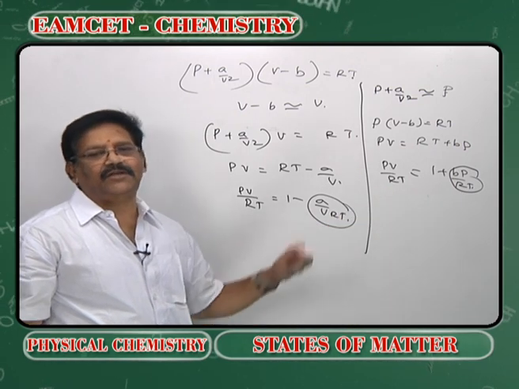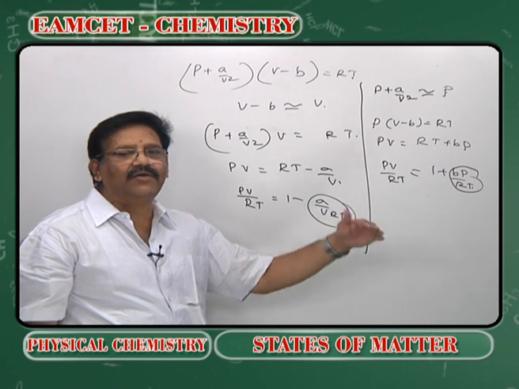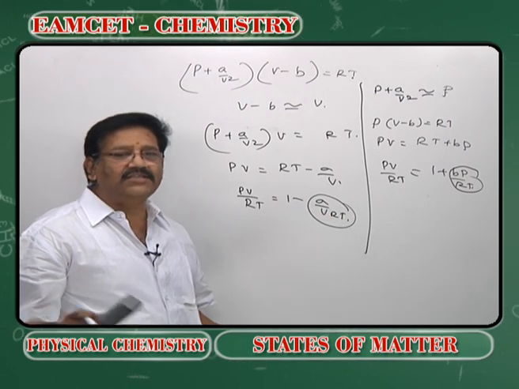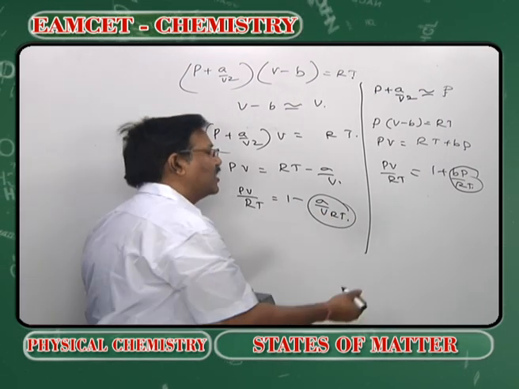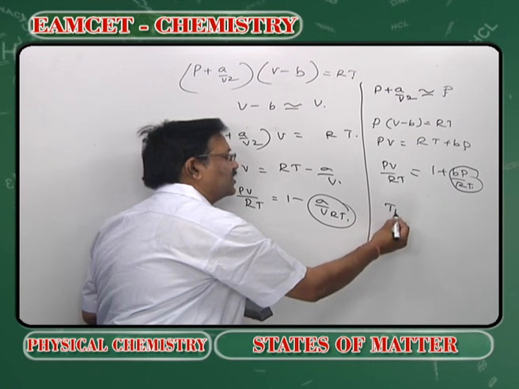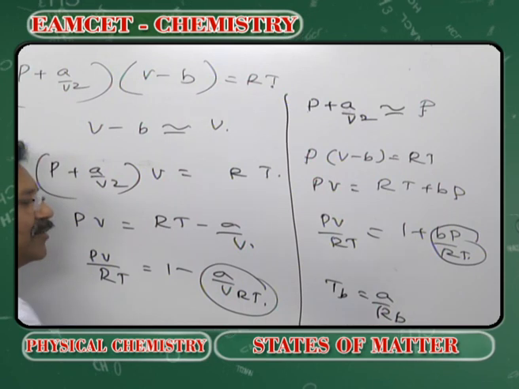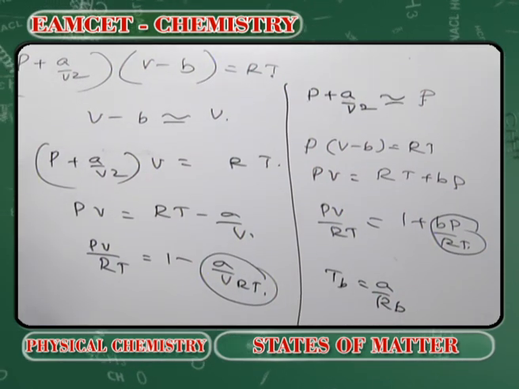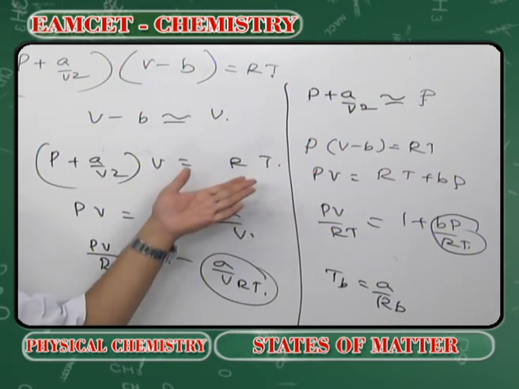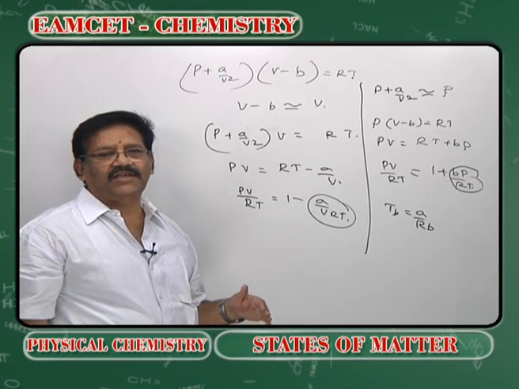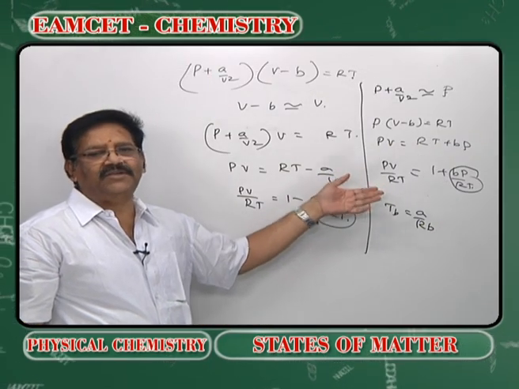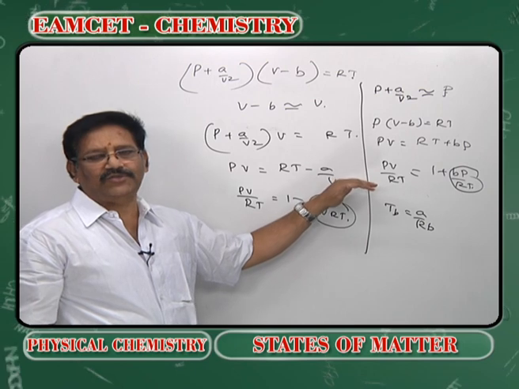The temperature at which gas tends to behave ideally is known as Boyle's temperature, and Boyle's temperature is given by the expression a/Rb. After this we have to go for the liquefaction of the gases and collision parameters that we will discuss in tomorrow's class.